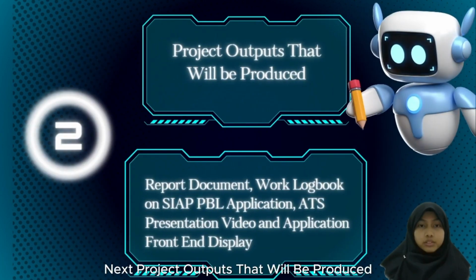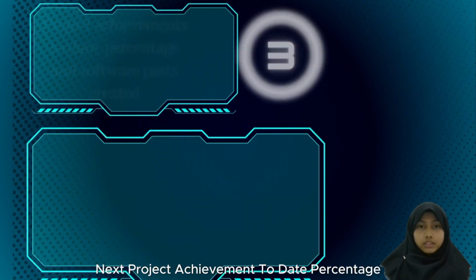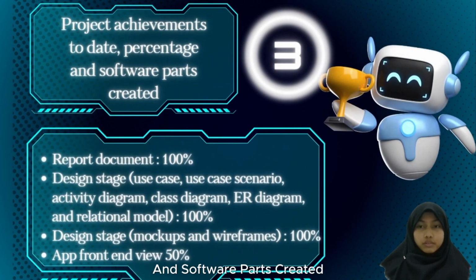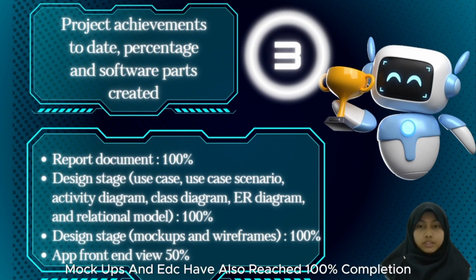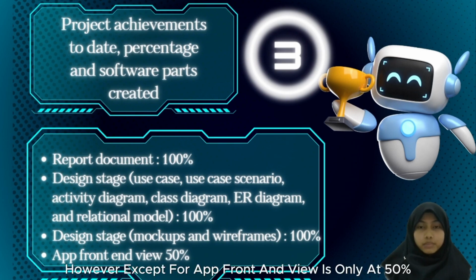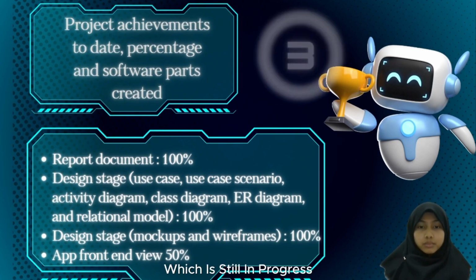Next, project outputs that will be produced. There are report document, work logbook on CPBL application, ATS presentation video, and application front-end display. Next, project achievement percentage and software part credits. The report document is already 100%, indicating it's complete. Similarly, design stages such as use case, mockups, etc. have also reached 100% completion. However, the app front-end view is only at 50%, which is still in progress.